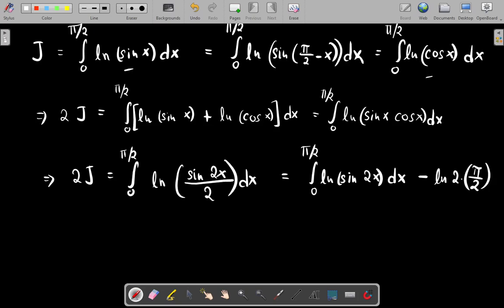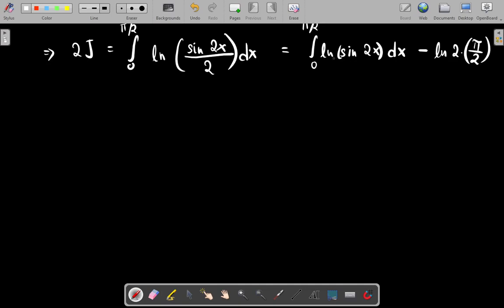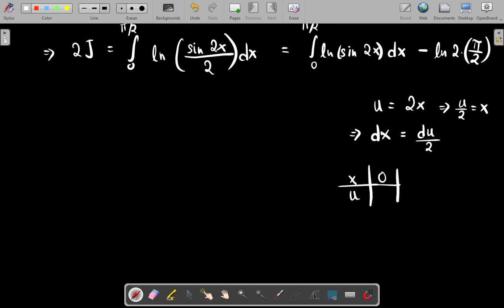Okay, so this becomes ln 2 times pi by 2. Here, if we use a substitution, say u is equal to 2x, then x will be u by 2, right? So we have dx equal to du by 2, and also the limits will change from 0 to pi over 2. When x is 0, u will also become 0, and when x is pi by 2, this is 2 times pi by 2, so this will become pi.